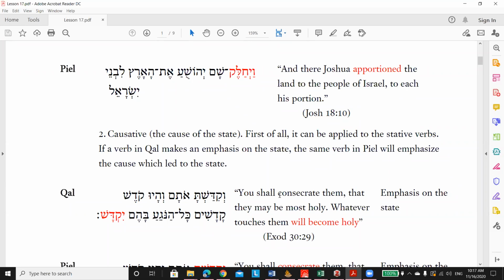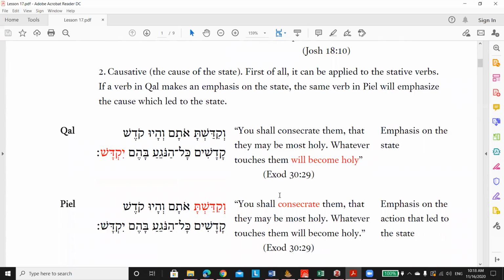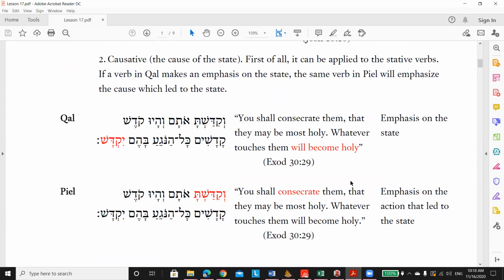So just one example is kaved, to be heavy. So it describes the state of somebody. So it is to be heavy, to be light, and something like this. So most often it occurs with the stative verbs. And let's look at the examples.